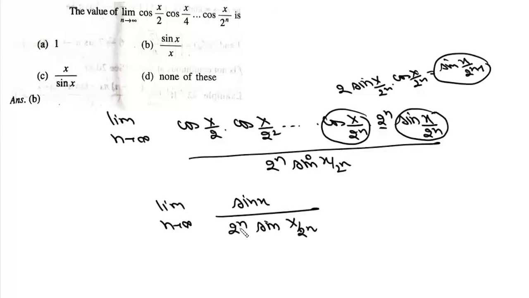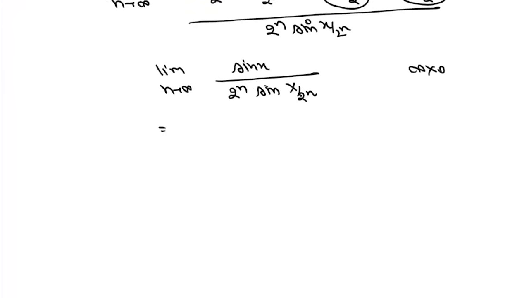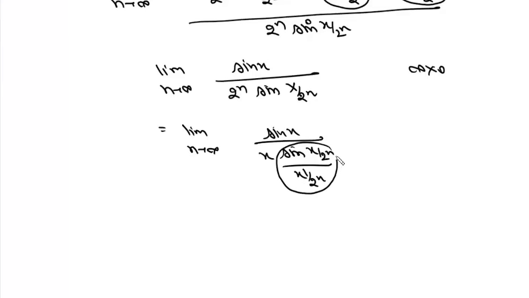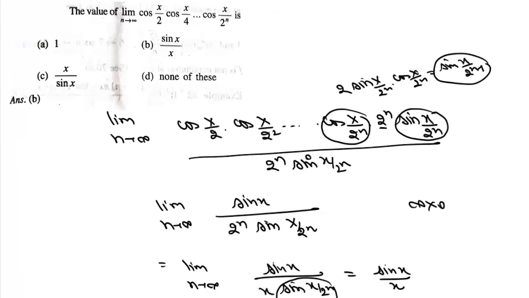Now this is n tends to infinity, so 2 to the power infinity is infinity, so this is infinity into 0 form. So what we'll do is we'll write it in a standard limit, so it'll be limit n tends to infinity, and this is sin x, and we'll write this as sin x upon 2 to the power n divided by 1 upon 2 to the power n. Now we'll multiply and divide it with x. Now this is sin 0 upon 0, which is an indeterminate form, whose limit is 1. So the answer to this limit is simply sin x upon x, and that's your option B.